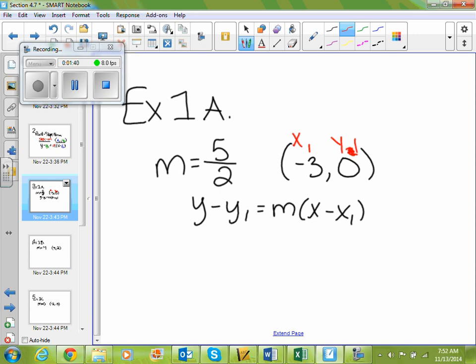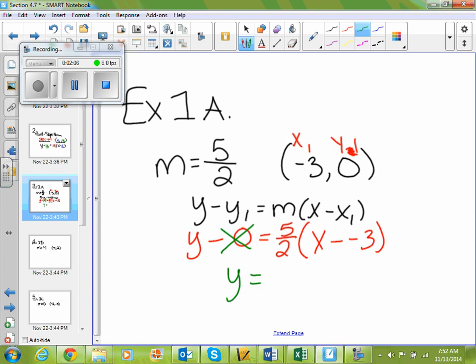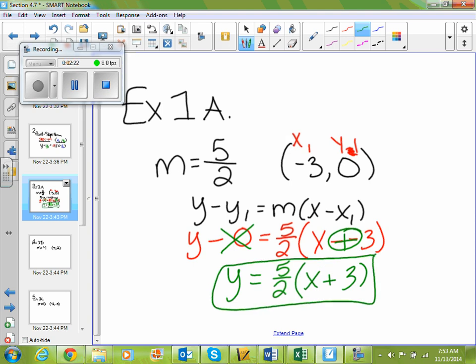So if I do that, then I get y minus my y1, which was 0, equals m, which we said our slope was 5/2, times x minus my x1, which was -3. After we plug everything in, we have to simplify. Y minus 0 is just y. That minus 0 doesn't really matter. We still have this 5/2 out front, and we know that minus a negative becomes a plus, so this becomes x plus 3. So y equals 5/2 times x plus 3. You can leave it in that form. You don't have to distribute.